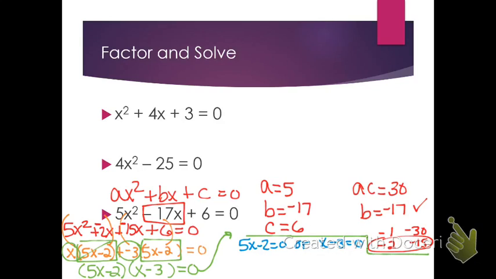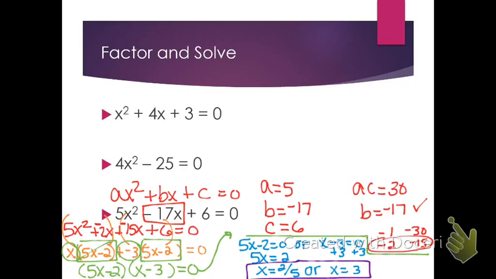So for 5x minus 2 equals 0, first I would add 2 to both sides. And then I would divide both sides by 5. And I get x equals 2/5. That's the same thing as 0.4 if you wanted to change it to a decimal, but I'm going to leave it this way. And for my other equation, x minus 3 equals 0, I'd add 3 to both sides, and I'd get x equals 3. So my two solutions are x equals 2/5 or x equals 3.